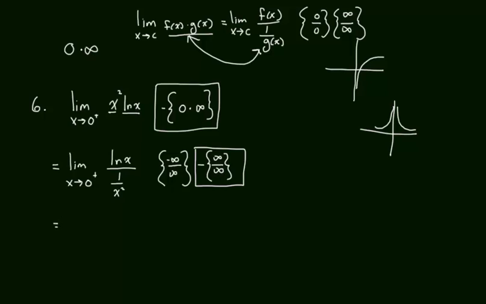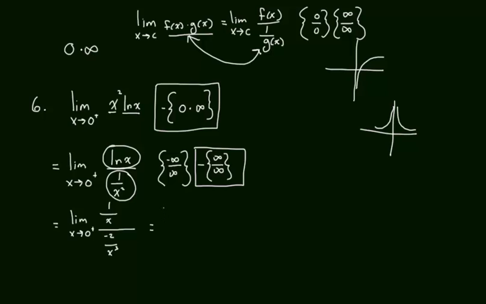Anyhow, let's do L'Hopital's rule. So L'Hopital says that now that we have the good old standard indeterminate form, infinity over infinity, I'm going to take the derivative of the top. So the derivative of the top is 1 over x. And I'm going to take the derivative of the bottom, which is going to be negative 2 over x to the power of 3. So now, if you remember me saying, if you can simplify, then you must simplify, and so we shall.